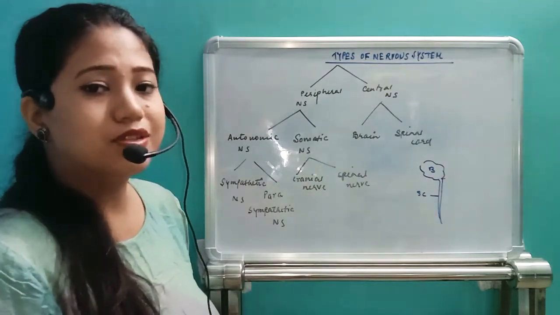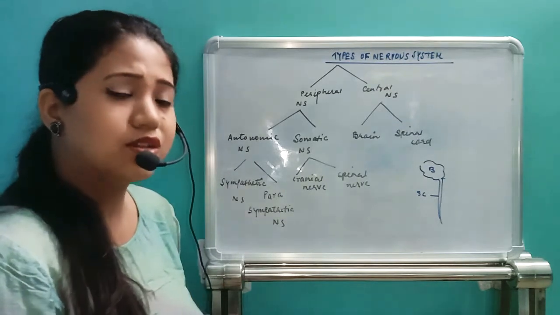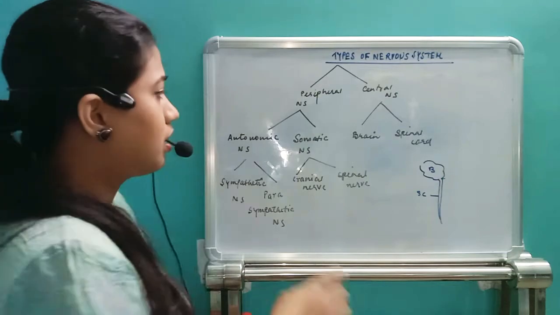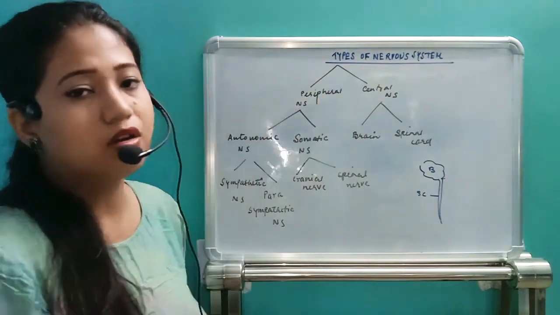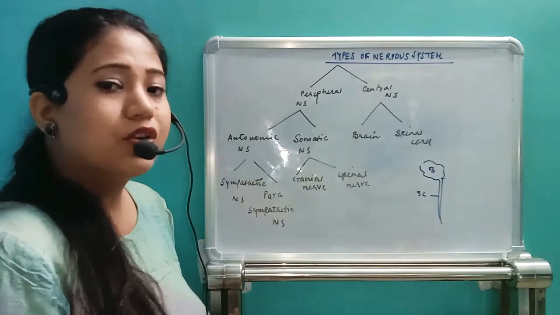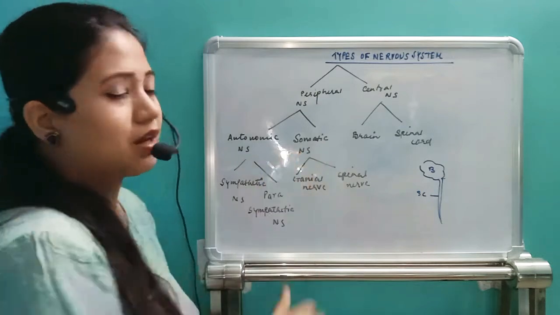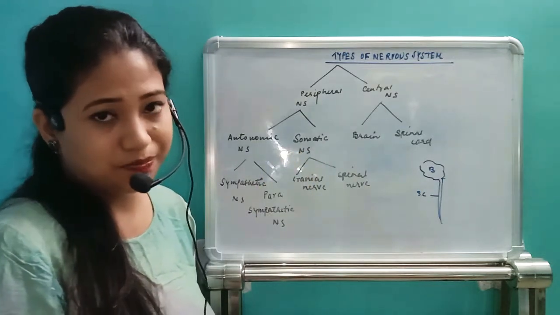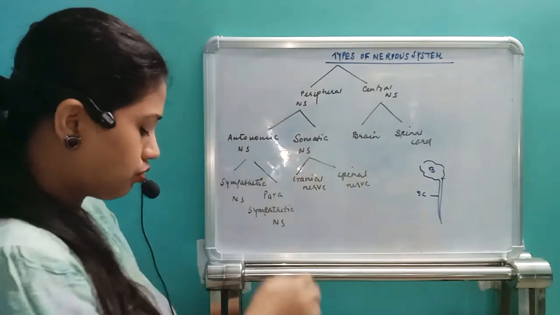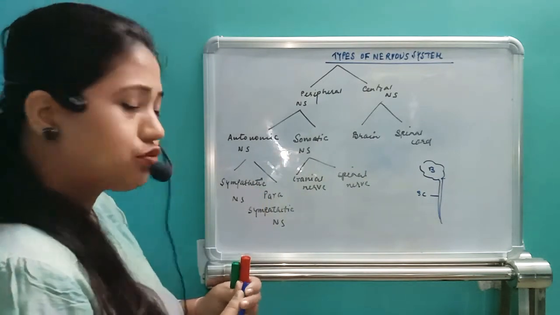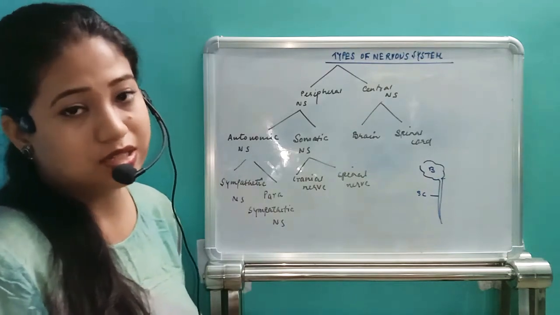Now the peripheral nervous system arises from the central nervous system and is associated with it, and it is present on the periphery of our body. This peripheral nervous system is broadly divided into two types: one is the autonomic and another is the somatic neural system. Under the autonomic neural system, there are two types: sympathetic and parasympathetic.